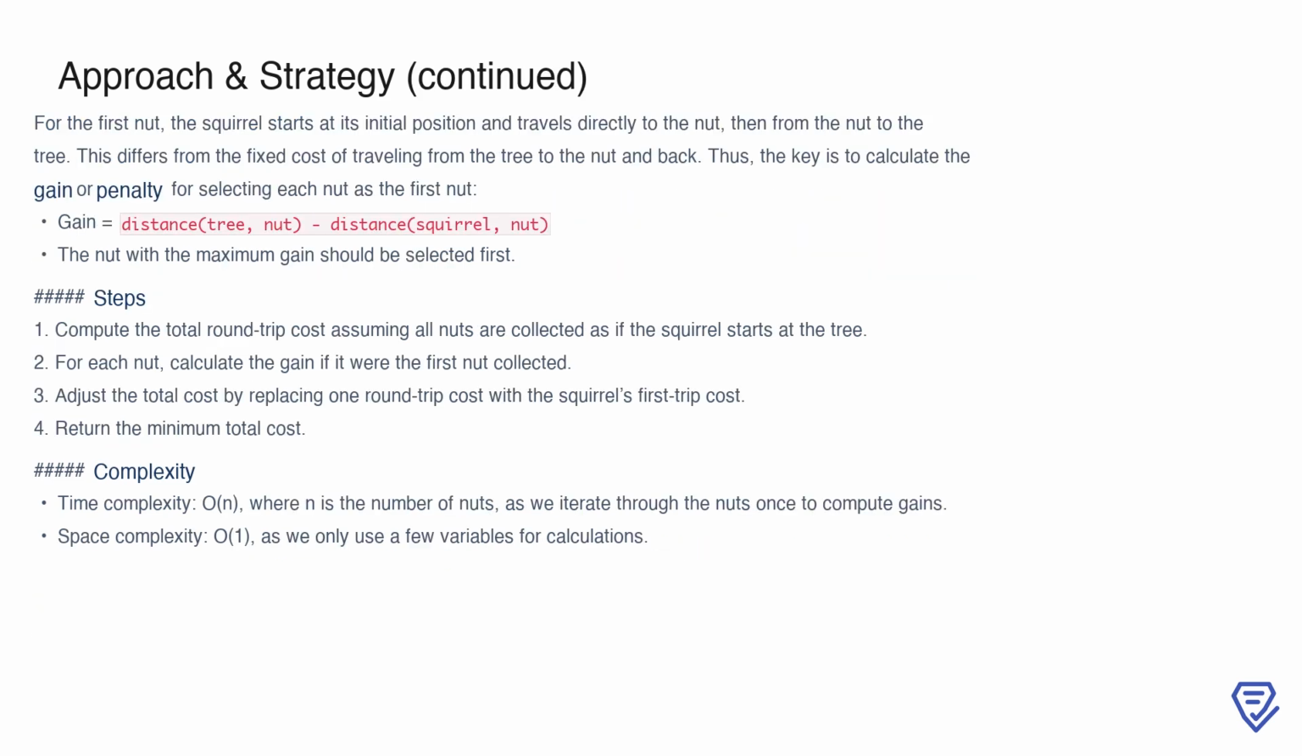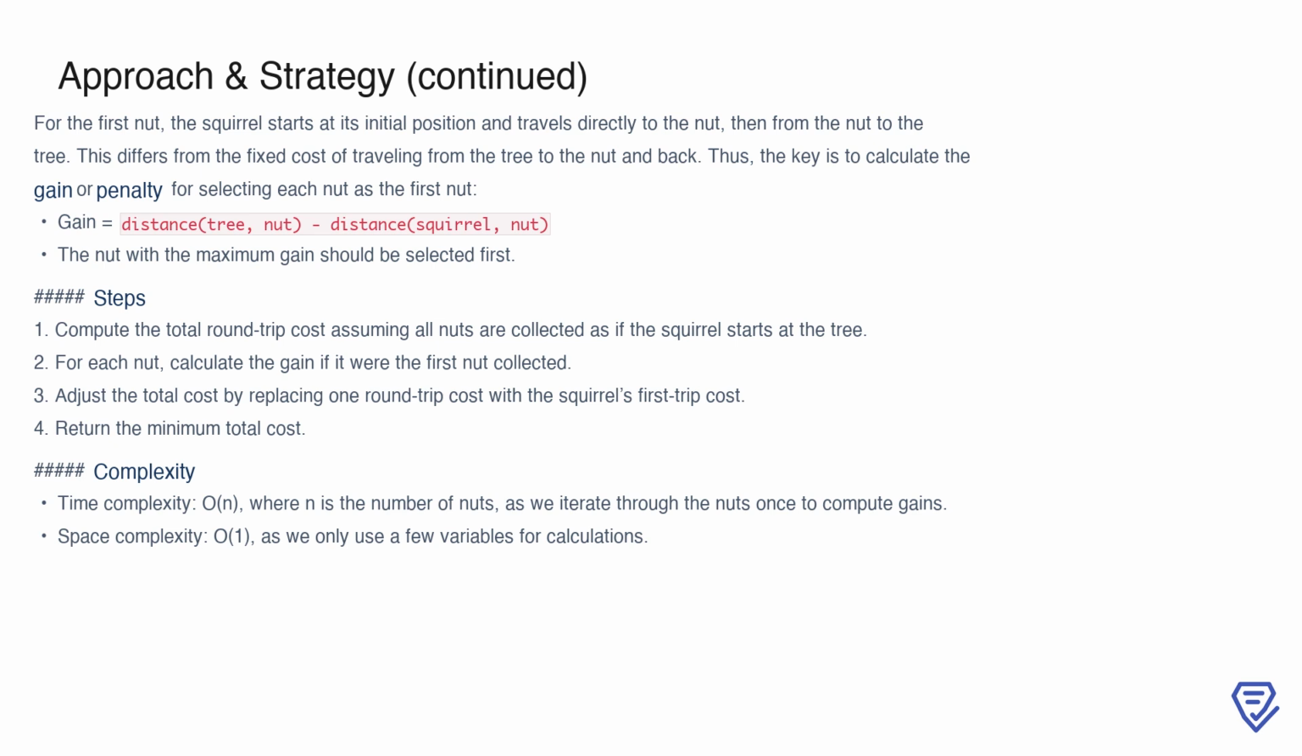In the optimized greedy approach, the focus shifts to selecting the first nut in a way that minimizes the total distance traveled. For the first nut, the squirrel starts at its initial position, travels directly to the nut, and then proceeds to the tree. This path differs from the fixed round-trip cost of going from the tree to the nut and back. To make this decision, we calculate the gain or penalty associated with choosing each nut as the first.